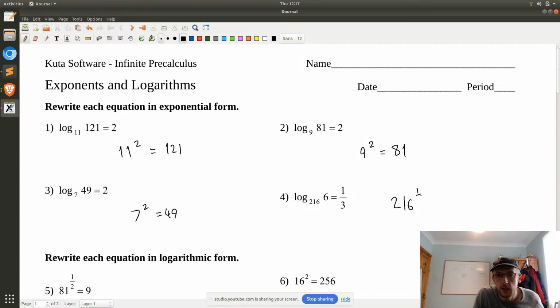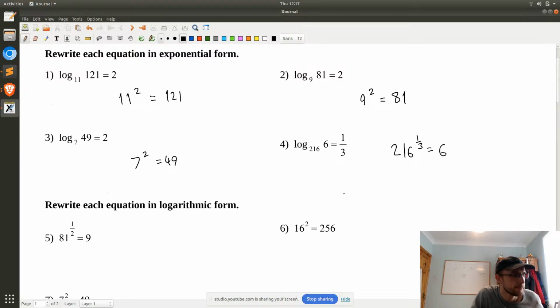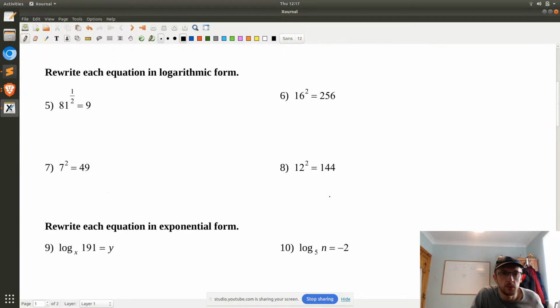I could have put down the cube root of 216 is 6, but they asked for it in exponential form. That means in the form of a to the power of b. And there are 16 problems to do altogether, so we check the first 4. And they're all correct. Now write each equation in logarithmic form.